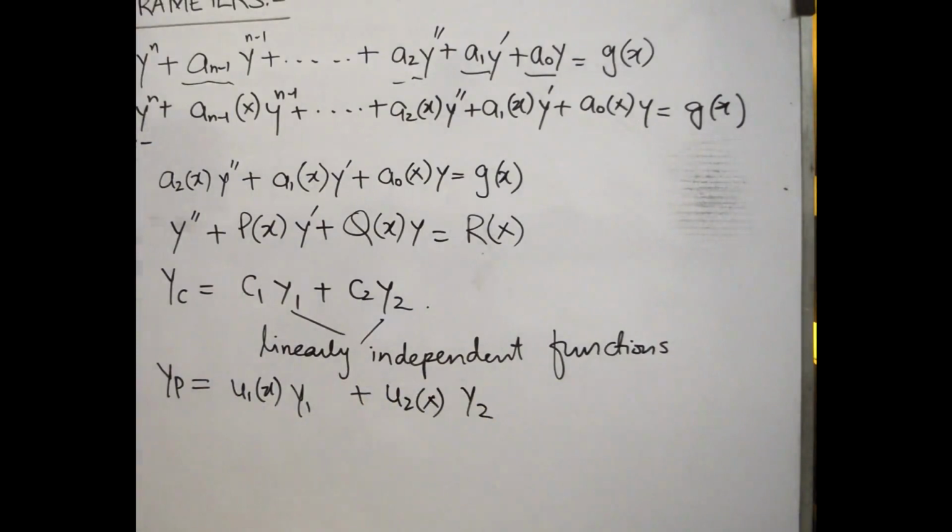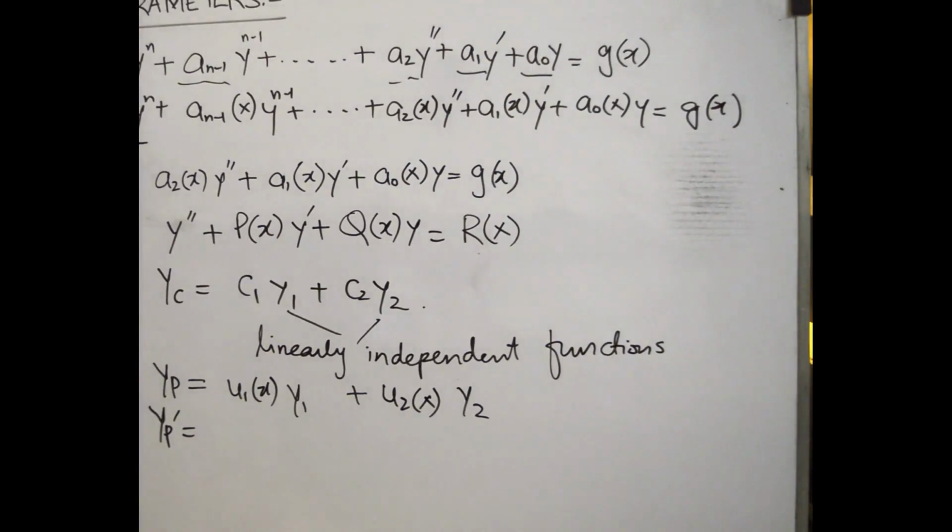So this is all, and you have to move on with this particular solution, because u1 is also a function and y1 is also a function of x, and u2 is also a function and y2 is also a function of x. So you have to apply the product rule here. So I am just writing u1 and u2 instead of u1 of x.